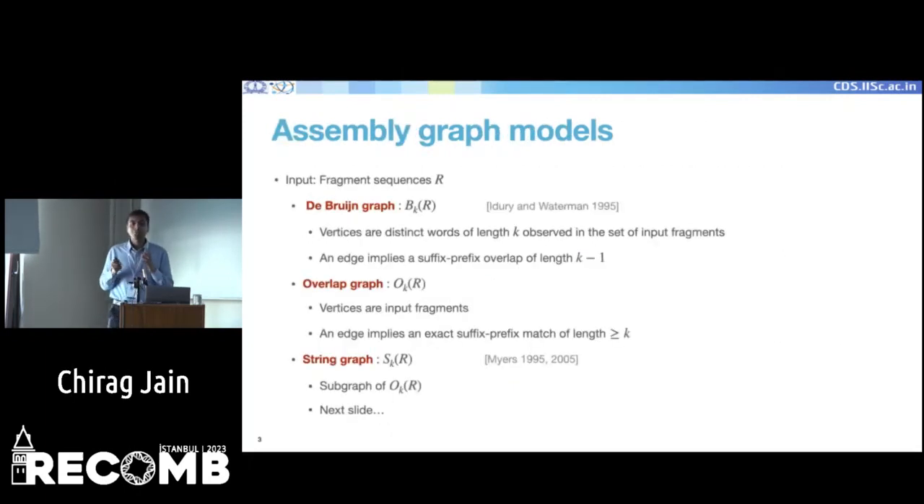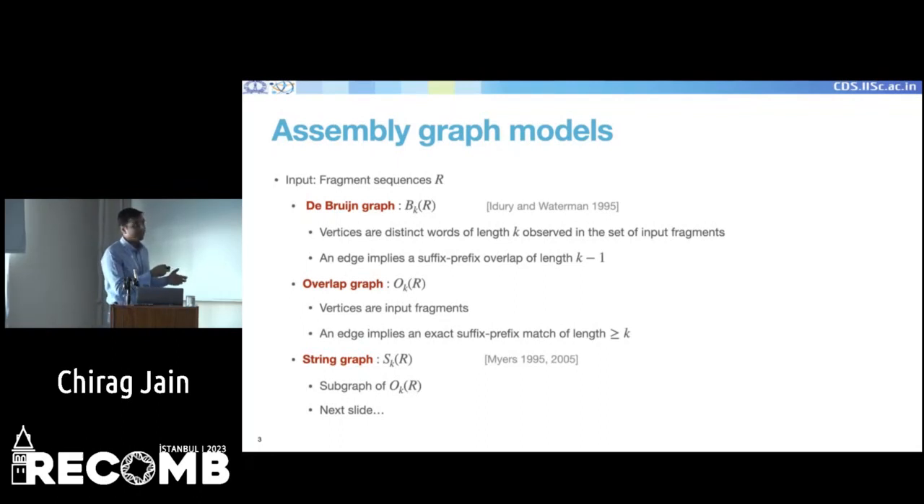Now, if I go back to the fundamental data structures that we use for genome assemblies, the popular data structures are obviously de Bruijn graphs, overlap graphs, and string graphs. As we have already seen in several presentations, de Bruijn graphs are graphs where vertices correspond to the k-mers and edges imply suffix prefix overlap of length k-1. In overlap graphs, you have vertices corresponding to each read. So each read corresponds to a vertex in the overlap graph, and the suffix prefix overlaps between reads correspond to the edges in the overlap graph.